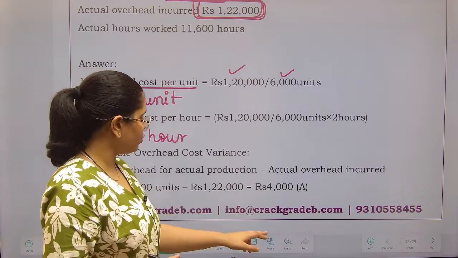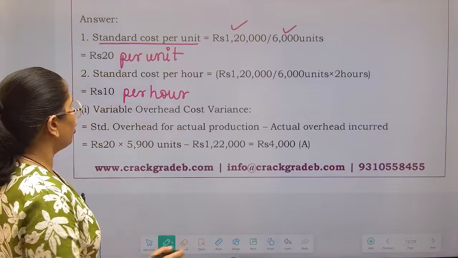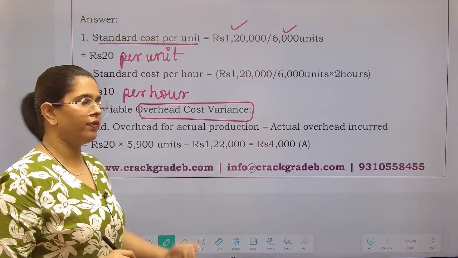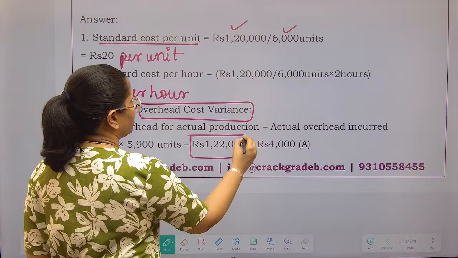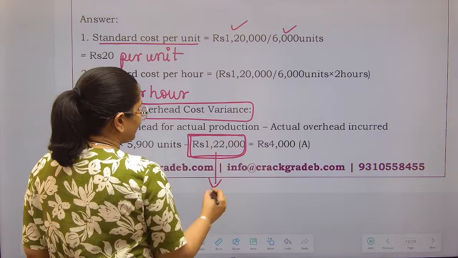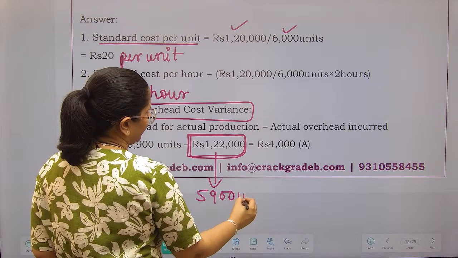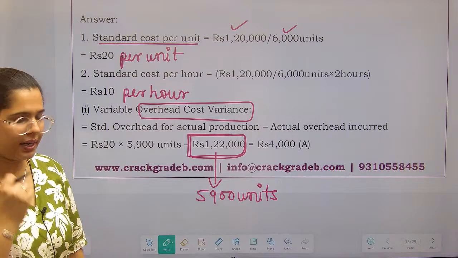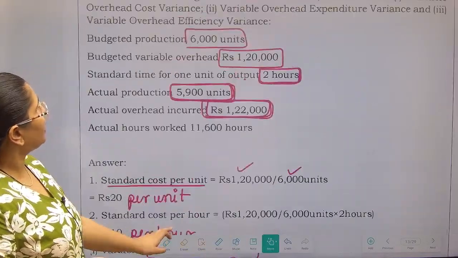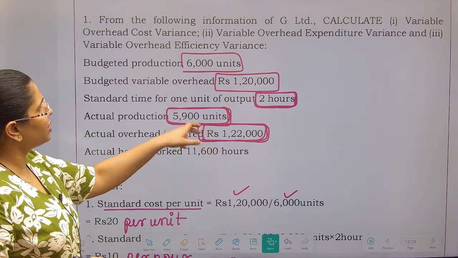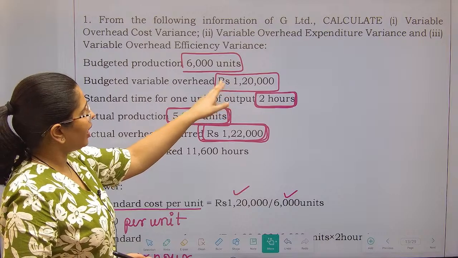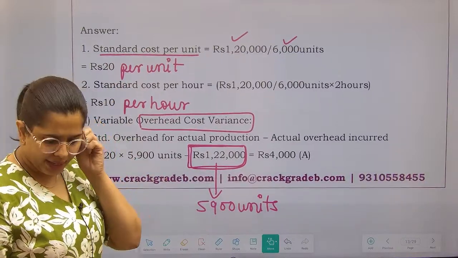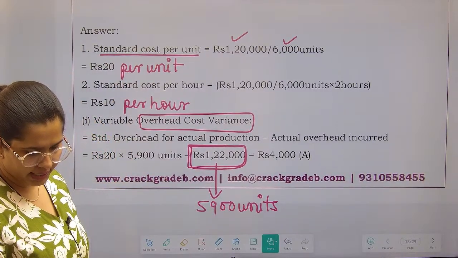Now let us move on and see what I was trying to explain to you. So overhead cost variance, we know actual overhead. Actual overhead we know is 1,22,000, as given in the question, but this is for 5,900 units. Yes or no? Now don't make this mistake: you wrote 122 as actual overhead because it was given here, but remember this 122 is for 5,900 and this 120 which is given is for 6,000 units. Yes or no?